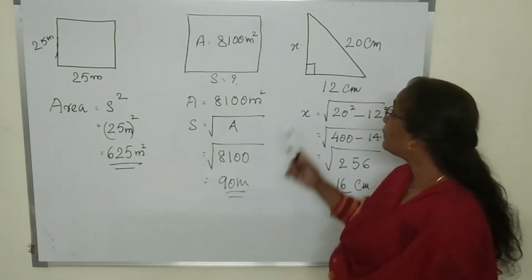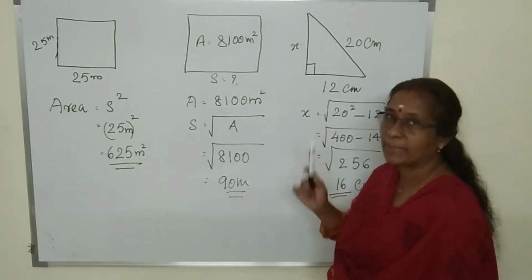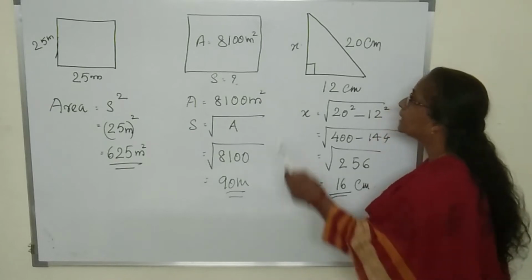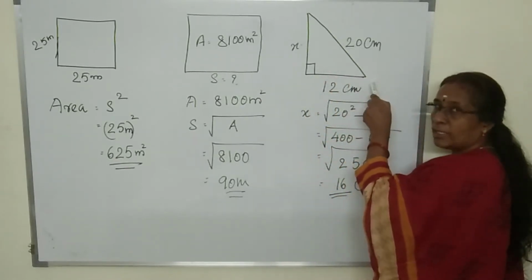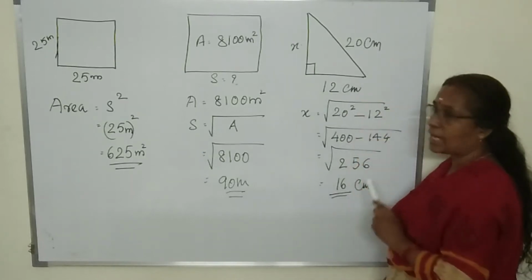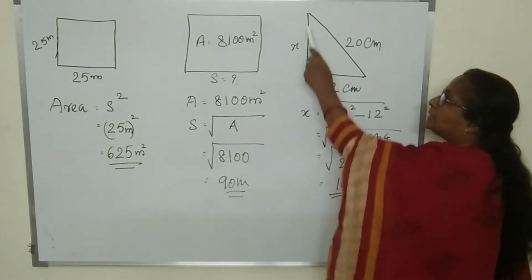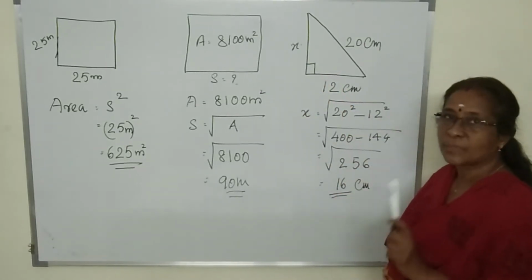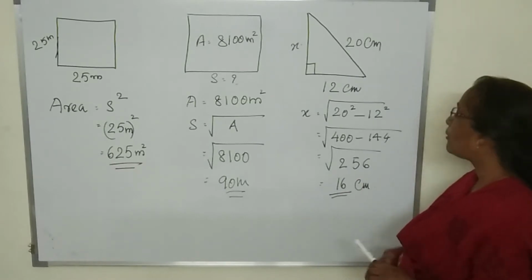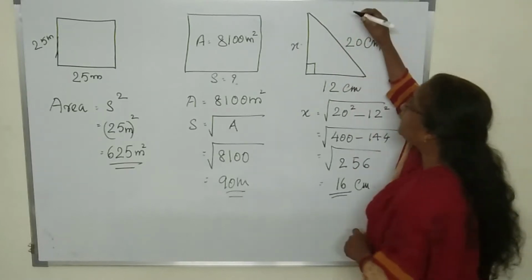Okay. Now here, this is again an application of square and square root and Pythagoras theorem. Here, this is a right angle triangle. What is this side called? It is called the hypotenuse, this is called the base, and this is called the altitude. Which side is not given? Altitude is not given. Now what is Pythagoras theorem? You know already.